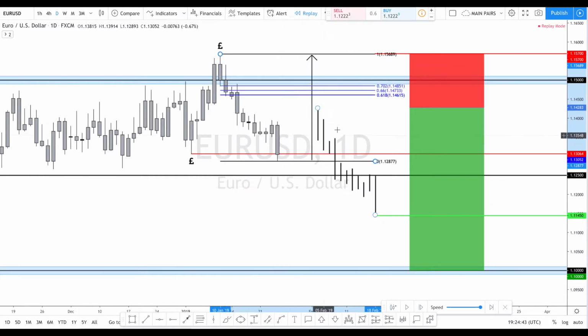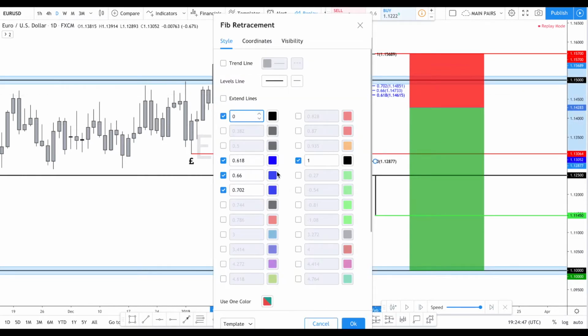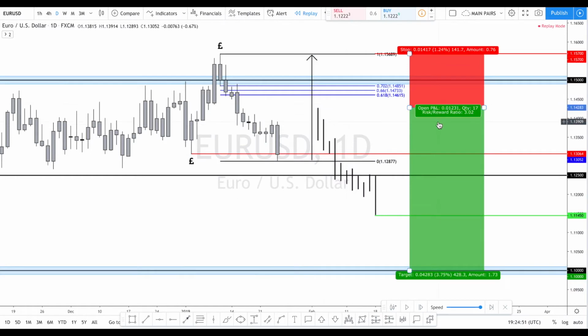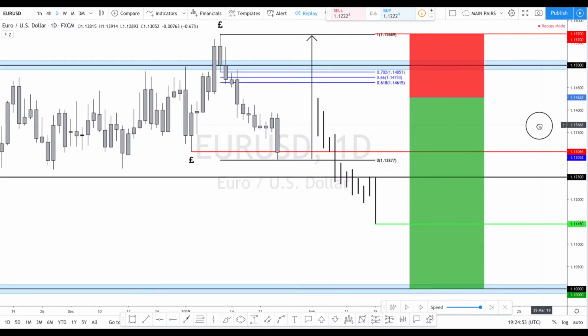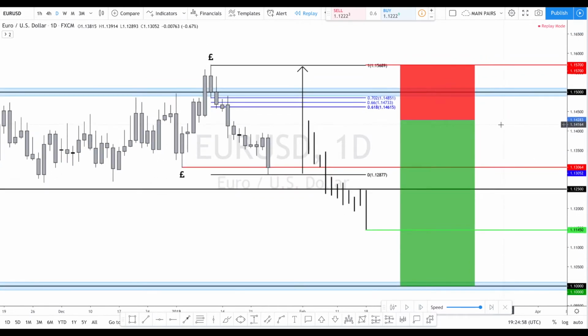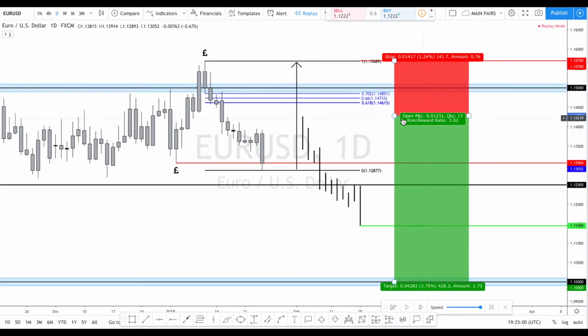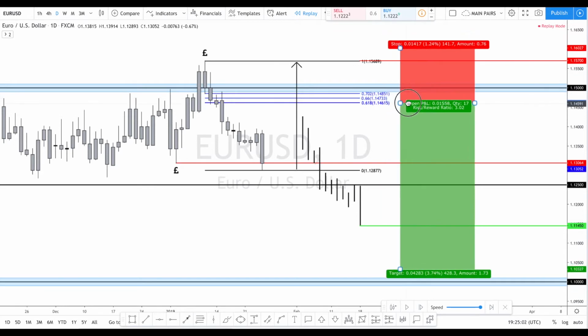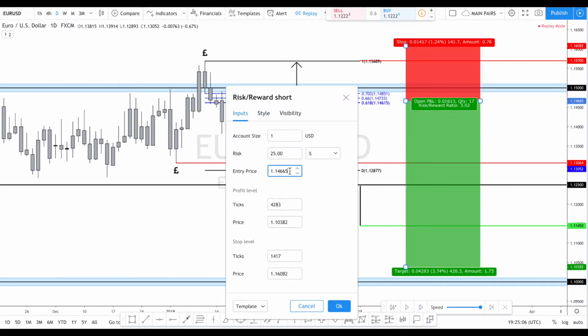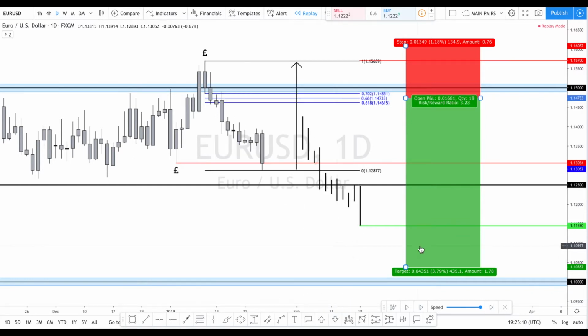For me, this is my area that I like. This is my 61.8% fib area, 61.8 to my 70.2. This is the area where I like to look for shorts. More often than not, I'll set a limit at 66, which is 147.33. So that's where I'm looking to set my limit.